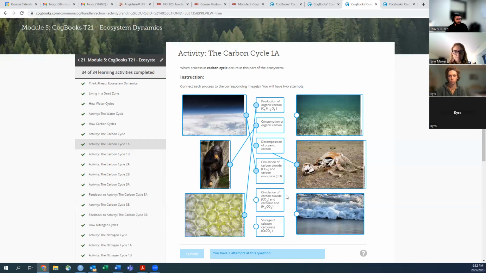And then this one talks about circulation again of carbon dioxide and carbonic acid. So which one would this refer to? That happens through wave activity, within the ocean, correct? It does, but we just mentioned before too, carbon dioxide is a gas. How can we generally think of carbonic acid? And what form is it in most of the time, when it's stable in the environment?